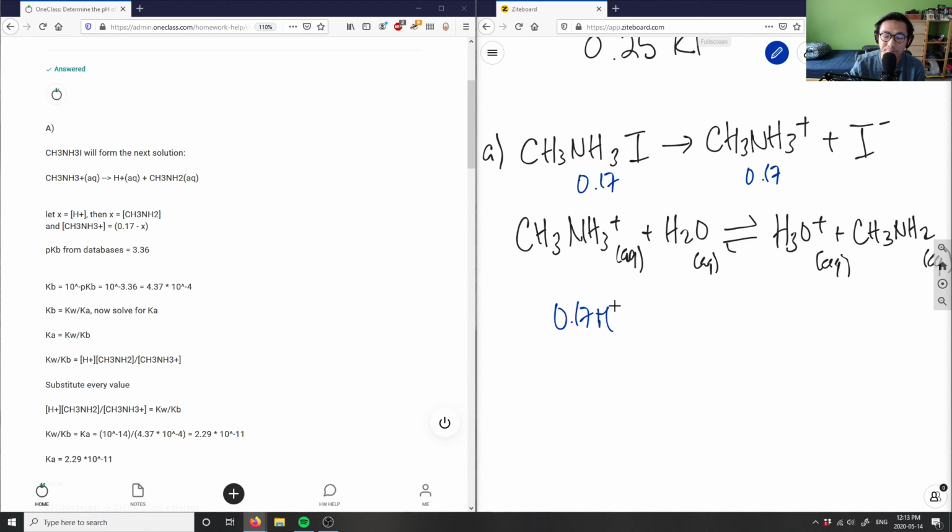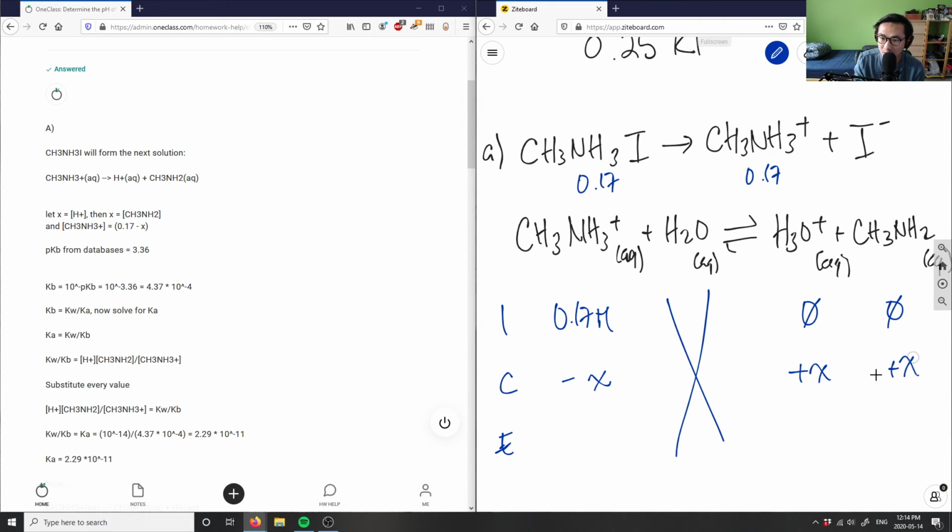So I'm going to use this as well. Let's put my ice table here. I can say that I'm starting with 0.17. The water does not matter in my equilibrium equation, and I started with 0 hydroniums and 0 of the CH3NH2, right? I'm going to subtract some x, and add x and add x here, which means that in equilibrium I have 0.17 minus x here, and x here.